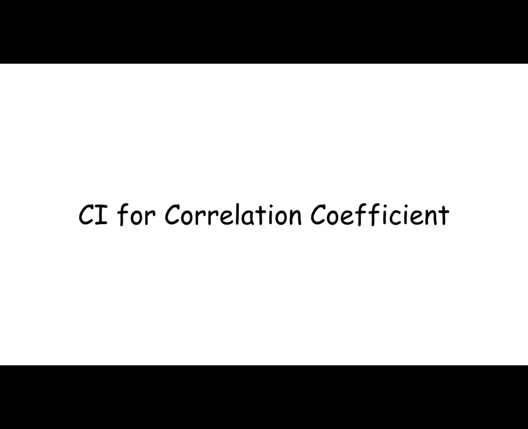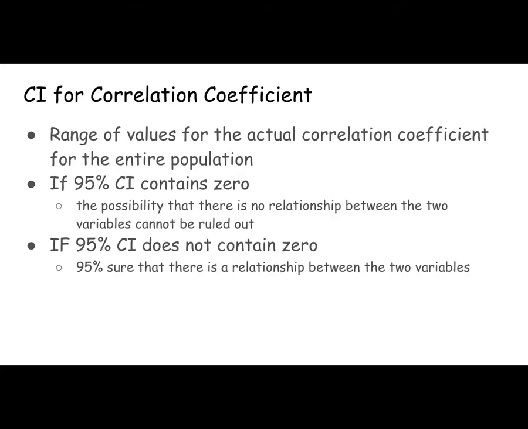We can also calculate a confidence interval for a correlation coefficient. So remember what a confidence interval is. We have this large population that we'd like to get the correlation coefficient for, but we can't get the entire population. So we take a sample and we calculate the correlation coefficient between two variables using this sample. And that becomes an estimate for the actual correlation coefficient for the entire population.